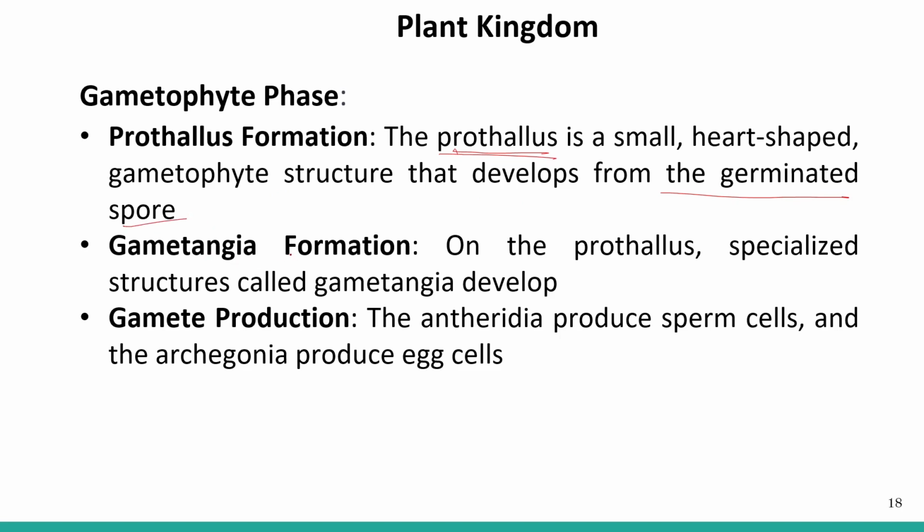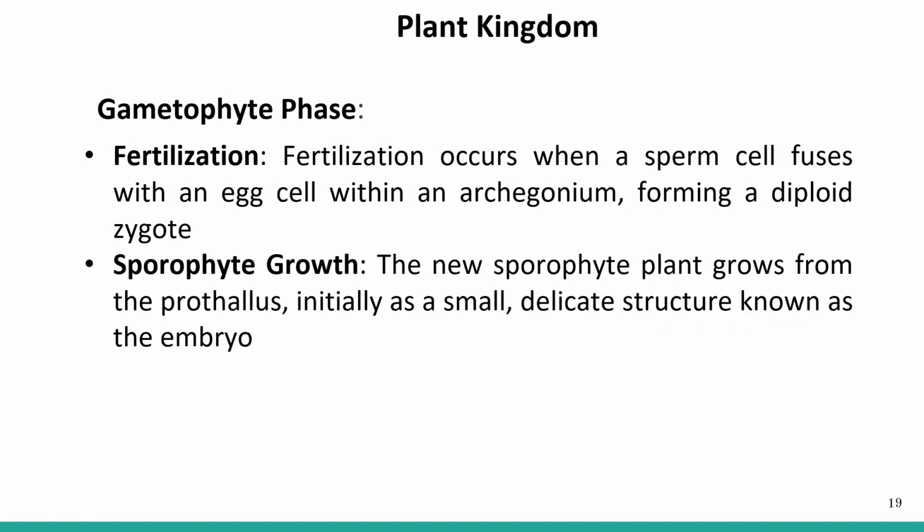Gametangia formation. Now, on this prothallus, specialized structures called gametangia develop. Gametangia means reproductive structures, that is the male and female reproductive structures: antheridia and archegonia. The antheridia produce sperm cells and archegonia produce egg cells. So this male part, antheridia, produces sperm cells, and the female part, archegonia, produces a single egg cell.